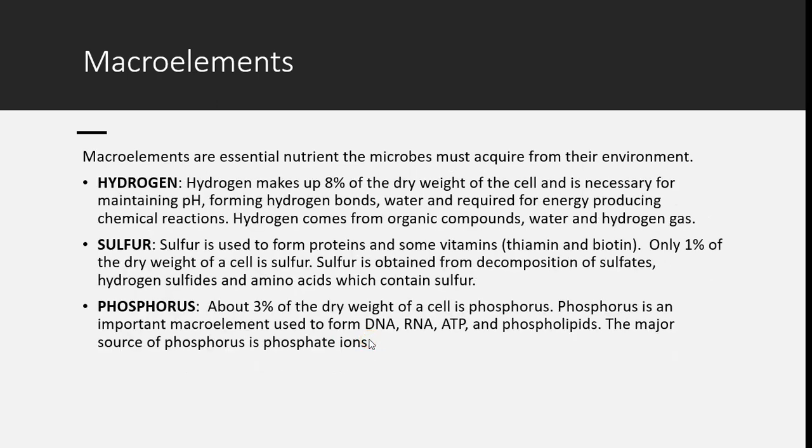Hydrogen is another essential macro element. It makes up about 8% of the dry weight of a cell, and it's going to be necessary for maintaining pH and for forming hydrogen bonds, which is essential for water, and it's going to be required for a lot of other chemical reactions within the cell. So it is going to get hydrogen from organic compounds, from water, and even potentially hydrogen gas.